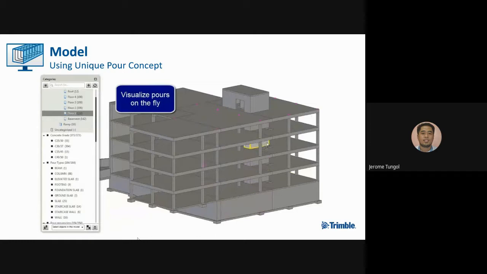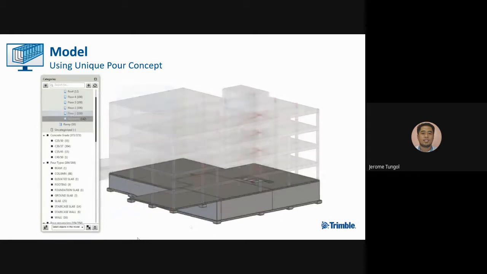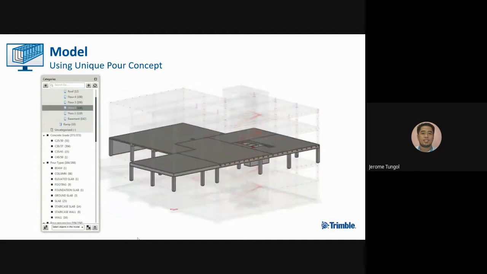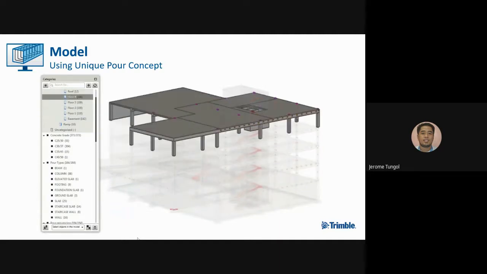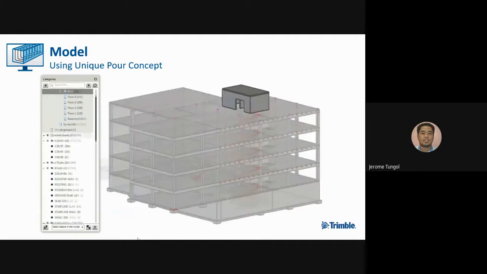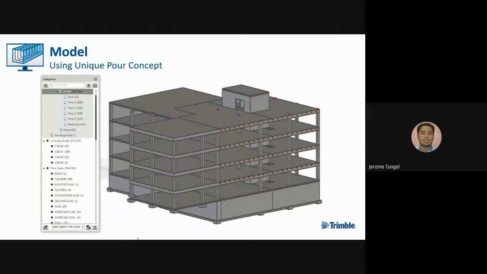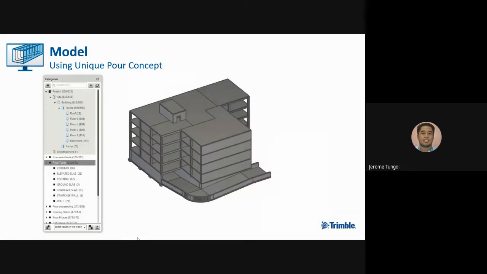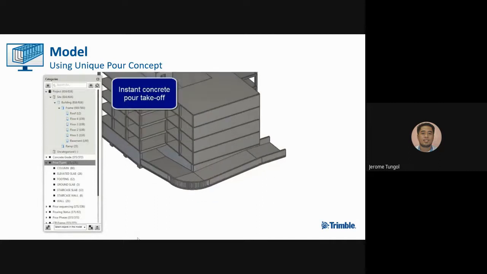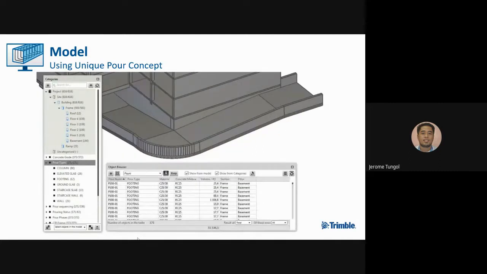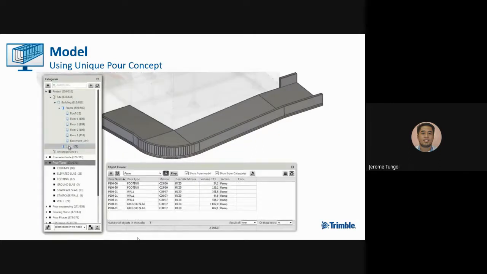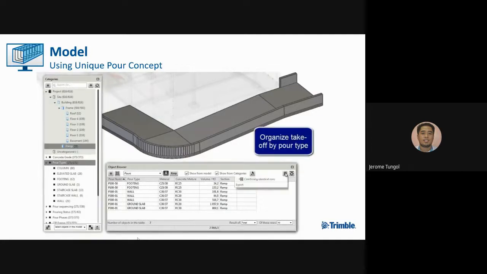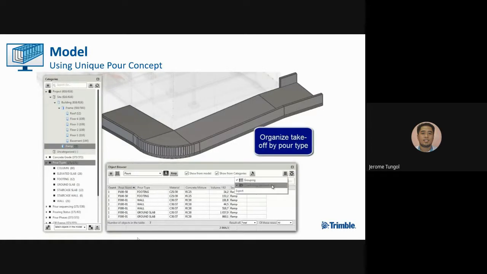So you can visualize your pour by simply using your mouse or by selecting it in the organizer. So you can see what is included on every pour created. You can also use the organizer to get an instant concrete pour takeoff by simply clicking the group in the organizer, then choose the pour template to see a report regarding quantity takeoff.